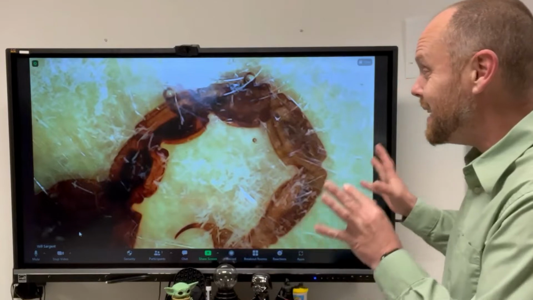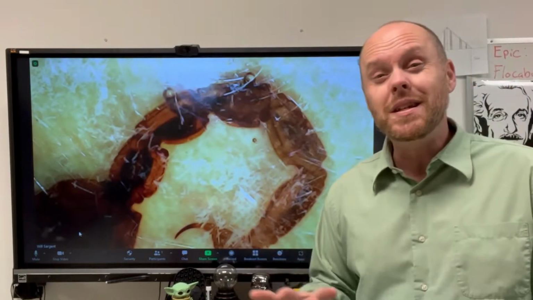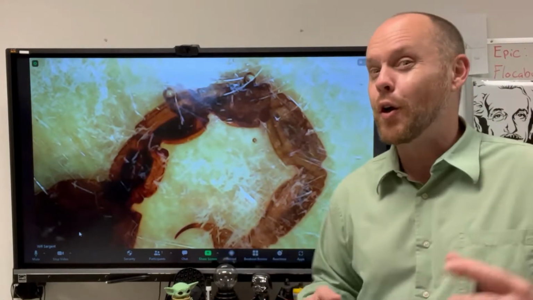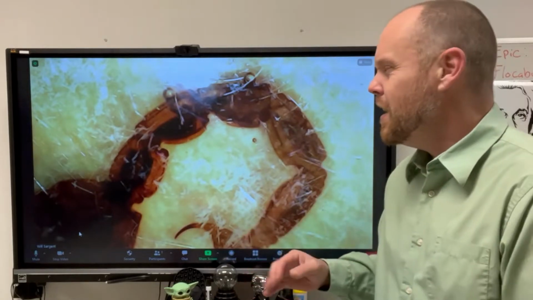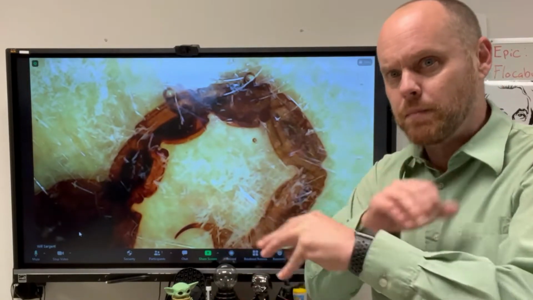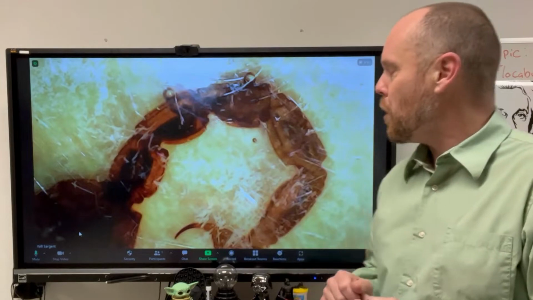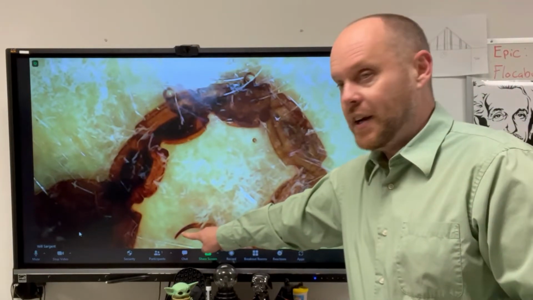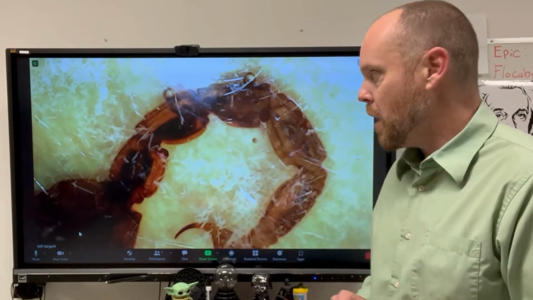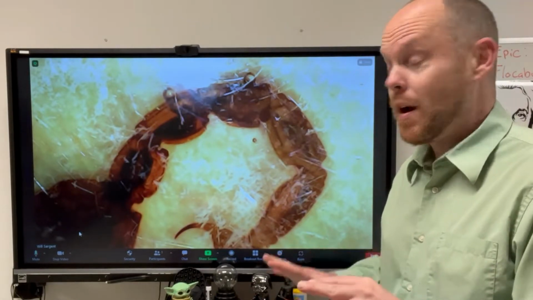Now, this is a tail. It uses this to help defend itself, but it also uses it to hunt prey. And there's so much venom in this arthropod. You can see the stinger right here. I would not want to be messing with that at all.